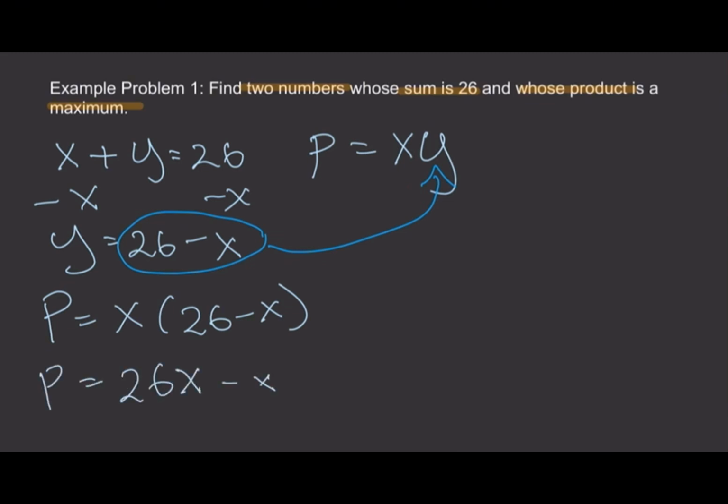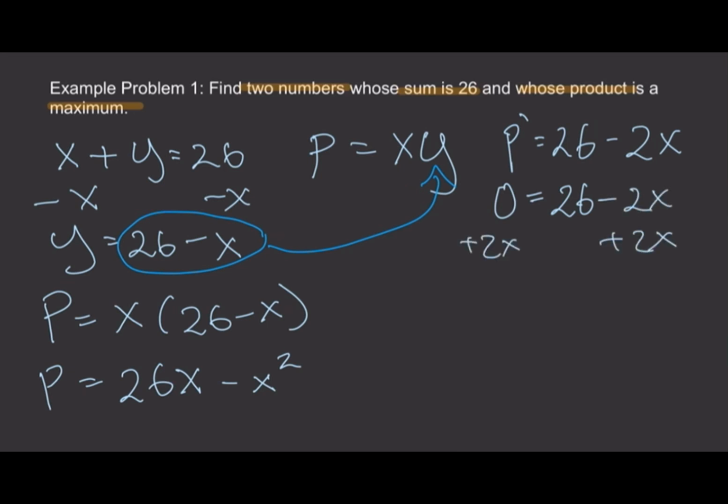This is where we move on to the third step. We must take the derivative of the product. By following the rules of derivatives, we can determine that p prime is equal to 26 minus 2x. Now we set it equal to 0 and solve for x. By doing this, we get x equals 13. That is the first number.